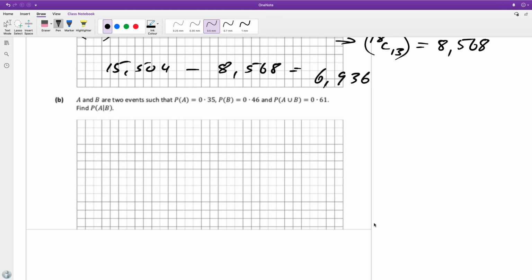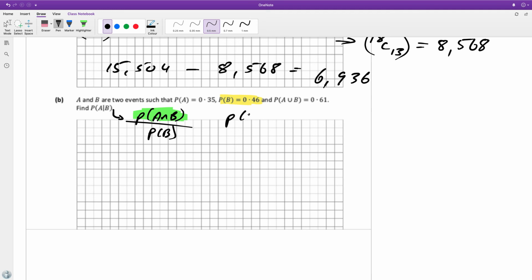So, first things first, Abby, picking on you. Do you remember the formula for this? Gav, what's my formula? Good lad. Probability of A intersection B over probability of B. We have that one. We don't have the other.